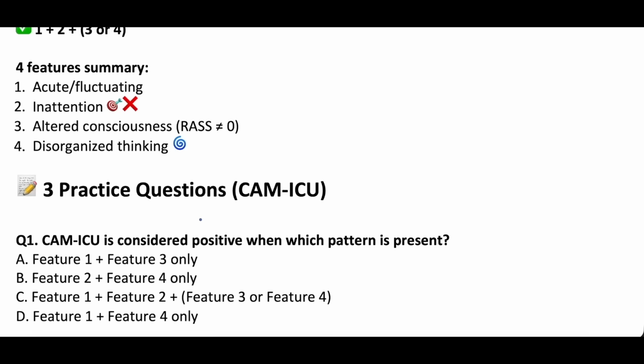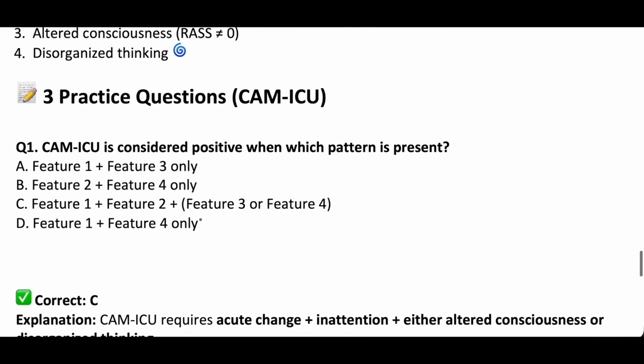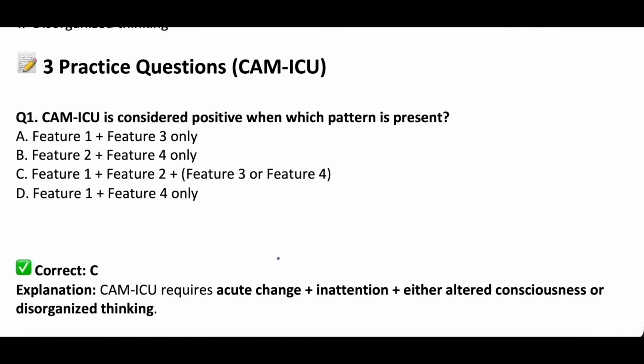So question number 1, CAM ICU is considered positive when which pattern is present? A, feature 1 and feature 3 only. B, feature 2 and feature 4 only. C, feature 1 and feature 2 plus feature 3 or feature 4. Sorry, lots of the word feature. D, feature 1 and feature 4 only. Correct answer is, pause if you need to, C. CAM ICU requires acute change, feature 1. It requires inattention, feature 2, and then either altered consciousness, which is feature 3, or disorganized thinking, which is feature 4.